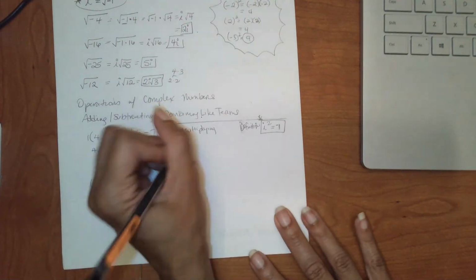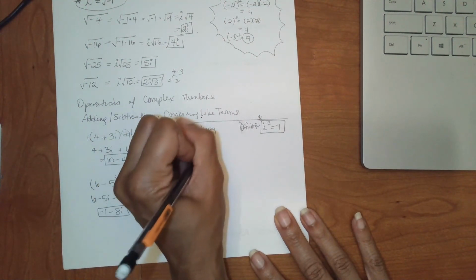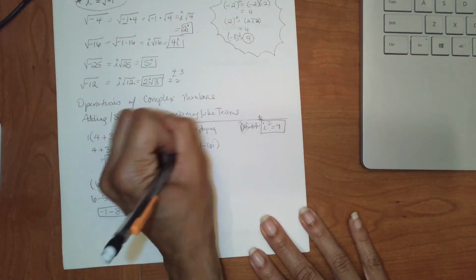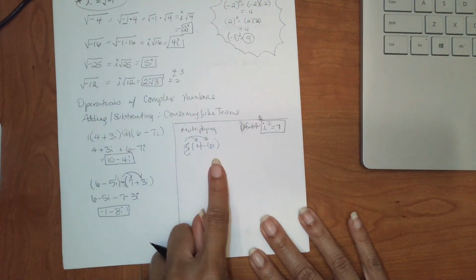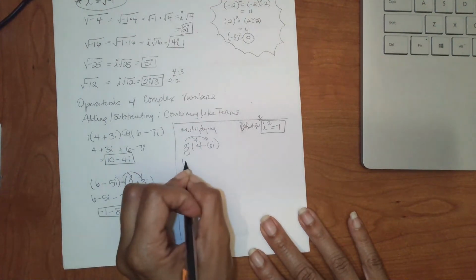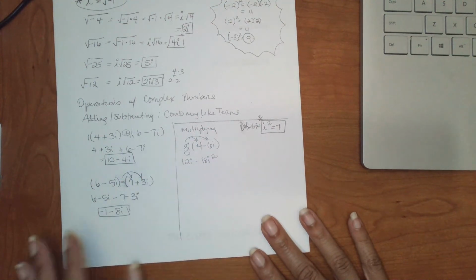So when we multiply, let's look at this. 3i times 4 minus 6i. So this is multiplication. The 3i is outside of the parentheses, so it distributes. We treat i like we would any other variable. So we would get 12i minus 18i squared.